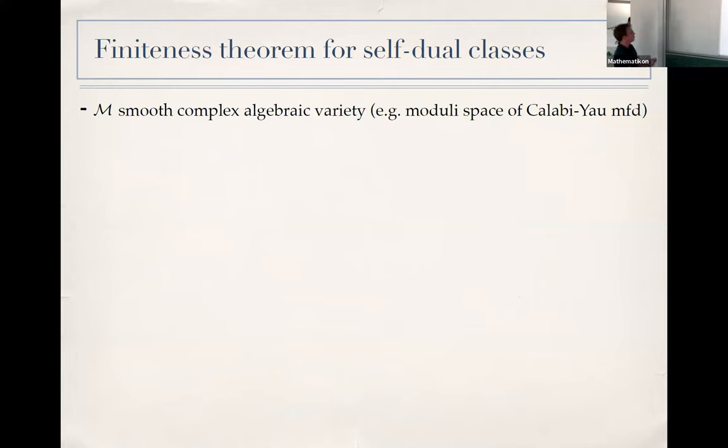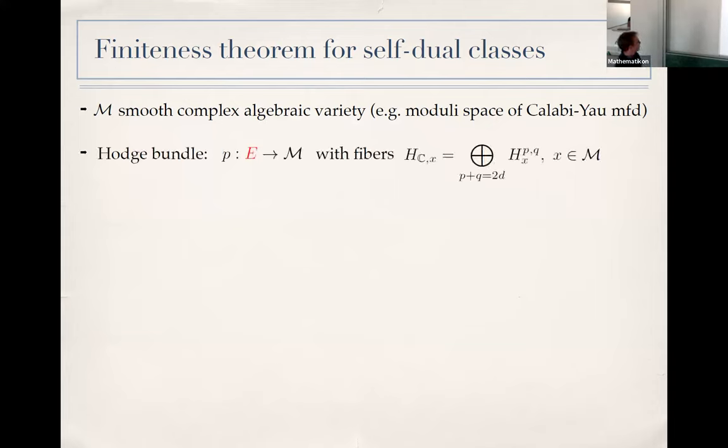Now let's consider M to be a smooth complex algebraic variety. And you can think about this as the moduli space of this Calabi-Yau manifold. Calabi-Yau fourfold example, but the theorem will be general. It doesn't have to be Calabi-Yau for the theorem. And now, in order to smooth it, you might have to resolve some singularities, but this is a well-known theorem that we can always do. Now, let's consider the Hodge bundle over this space, right, over this moduli space.